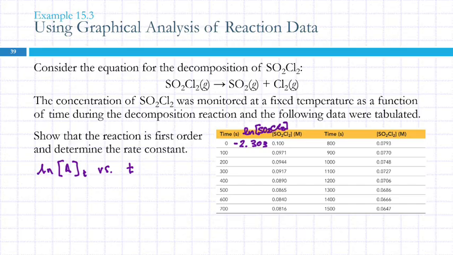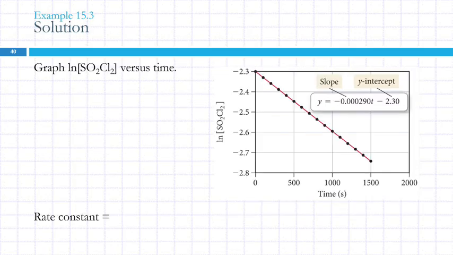So to do this, we would need to graph the data. I'm not going to graph the data in class because that would be tedious. So we're just going to look at the graph. So here we have natural log of the concentration versus time. We have a negative slope. We have a straight line. That tells me that this is a first order reaction. If it was any other order, it would not be a straight line with a negative slope. Okay? So we graph that, and then they were asking us to find the rate constant.